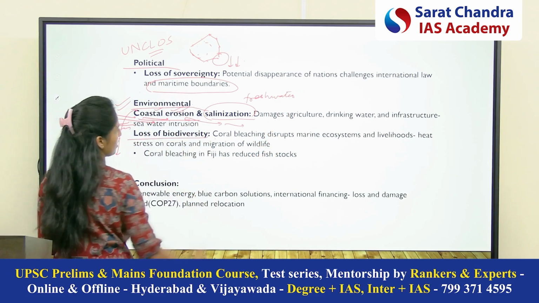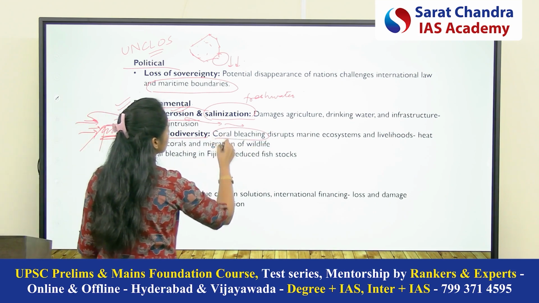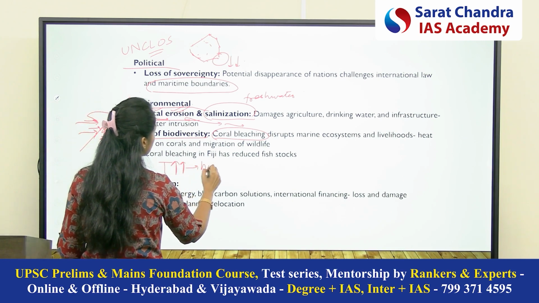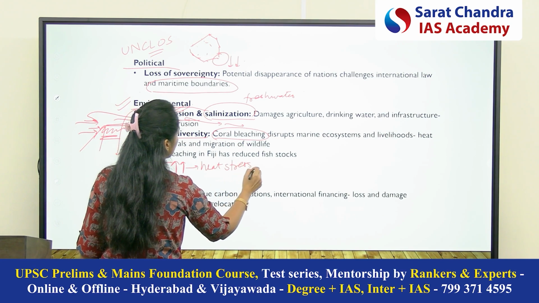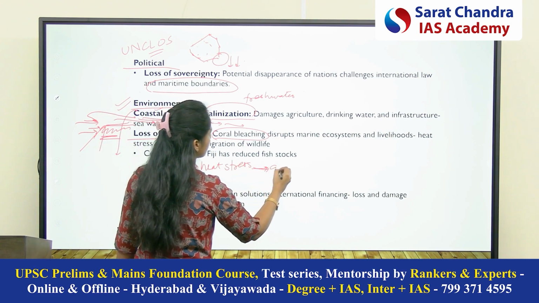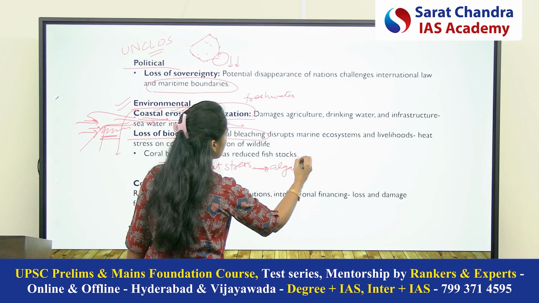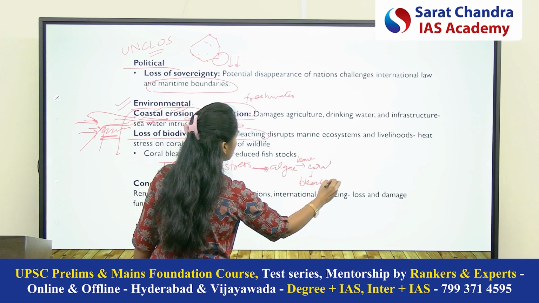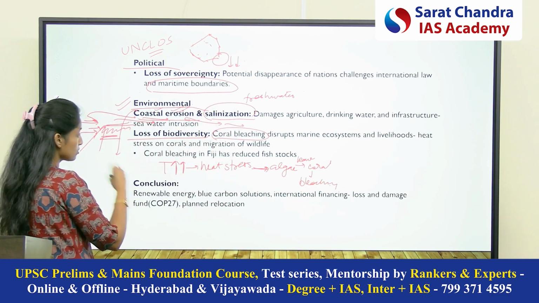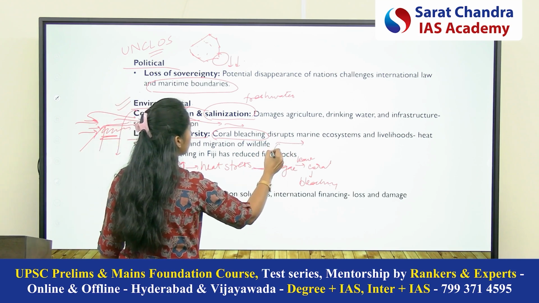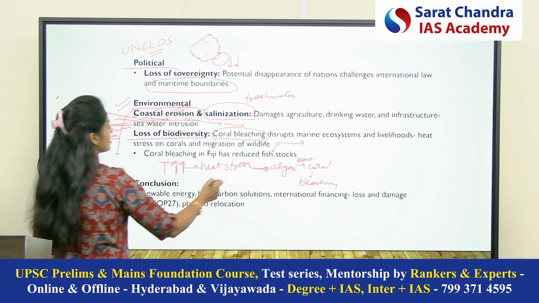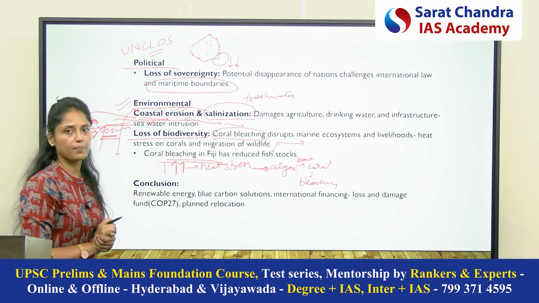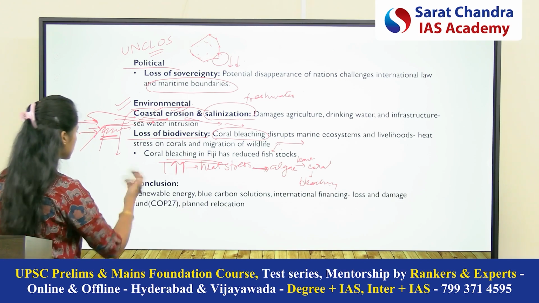Now coming to loss of biodiversity. So here you can quote very good example of coral bleaching. Because why? If the temperature increases, it will create heat stress. As a result, the algae will leave the corals and it will lead to coral bleaching. Okay. So, because of all these things, there will be reduction in fish stock also, and reduction in fish stock will overall lead to the economic impact on any kind. So, this all we have discussed.